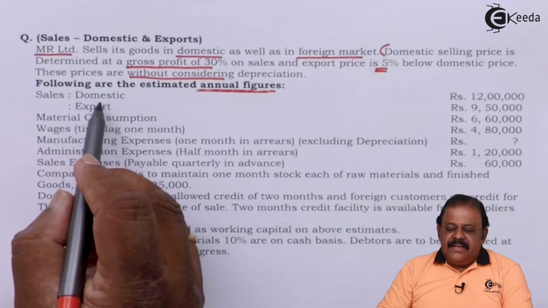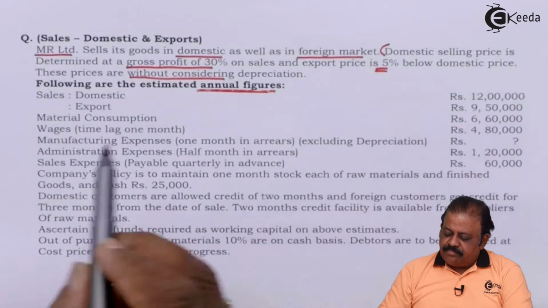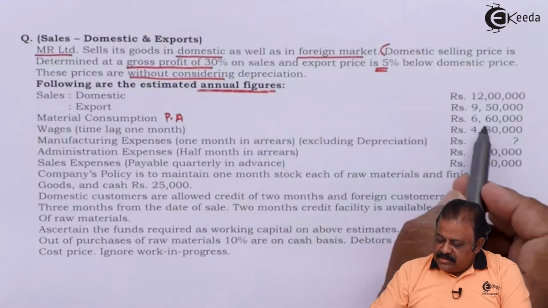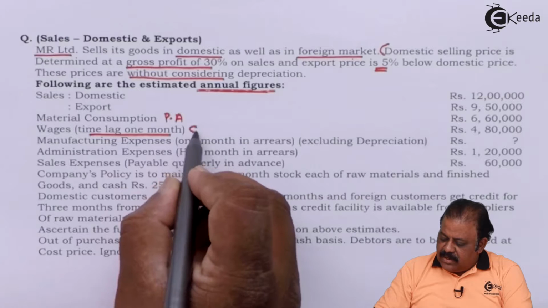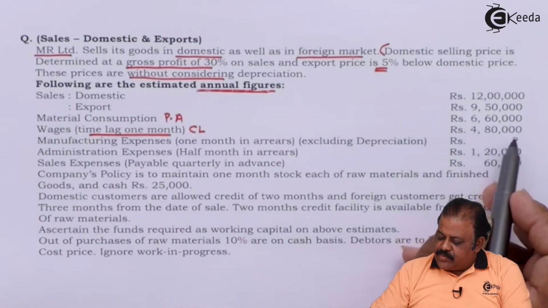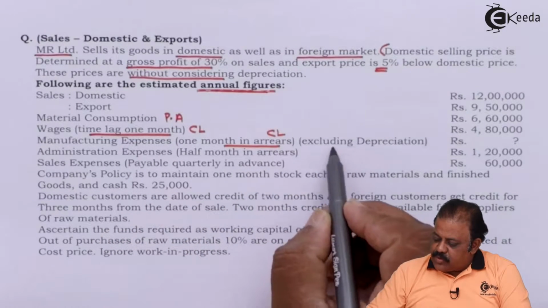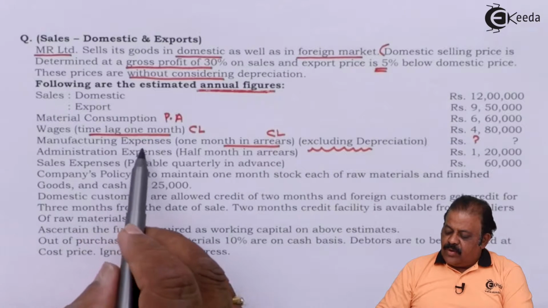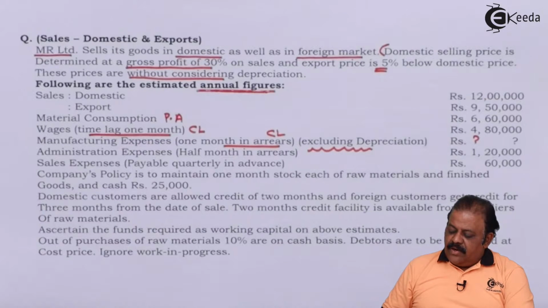Sales domestic, that is in Indian market, 12 lakhs. Sales in export market, 9,50,000. Material consumption per annum, 6,60,000. Wages, time lag 1 month, so current liability, full year 4,80,000. Manufacturing expenses, 1 month in arrears, current liability, excluding depreciation. But here they have given a question mark. That means we are required to find out the amount of manufacturing expenses. This is another important point in this question, that they have not given the figure of manufacturing expenses, which we are required to find out.